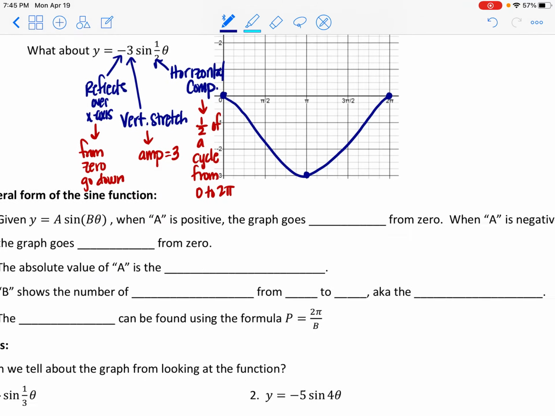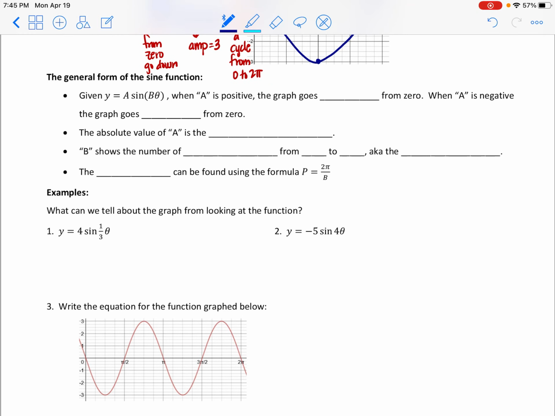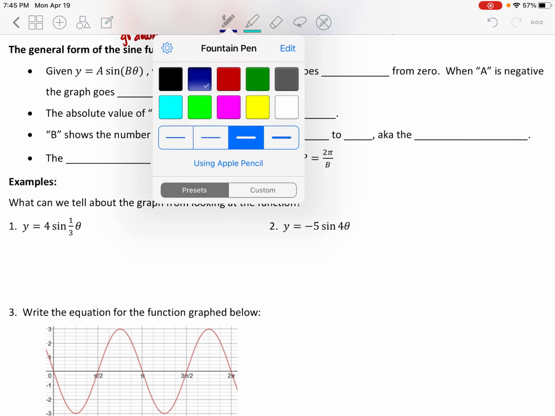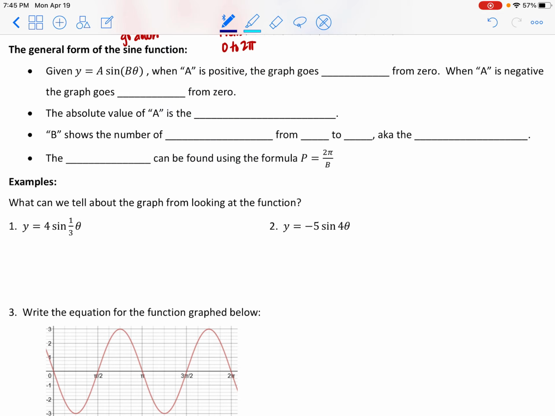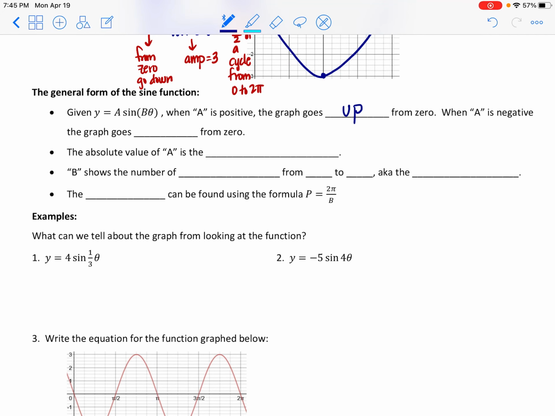All right, so now let's just kind of recap what's happening here. Let's generalize some of the transformations that we saw for that sine function. So the parent function form is just y equals sine of theta. However, if we put something out here, put something in there, that's going to affect our graph. So when a is a positive number, our sine curve goes up from 0, but when a is a negative number, then our graph goes down from 0.